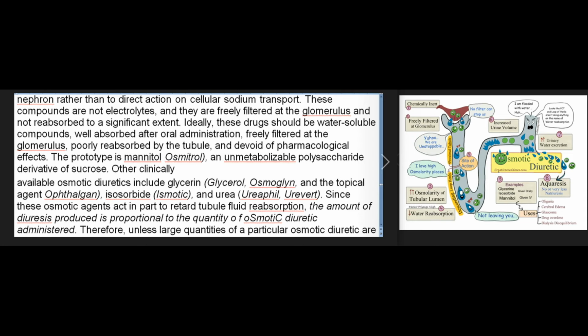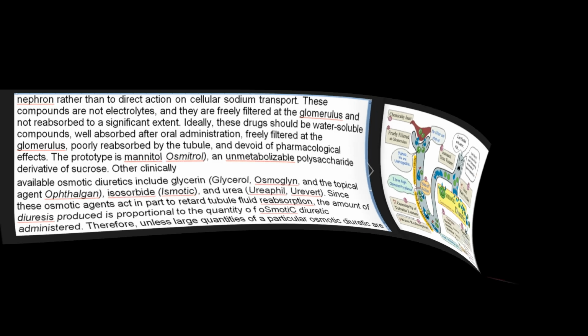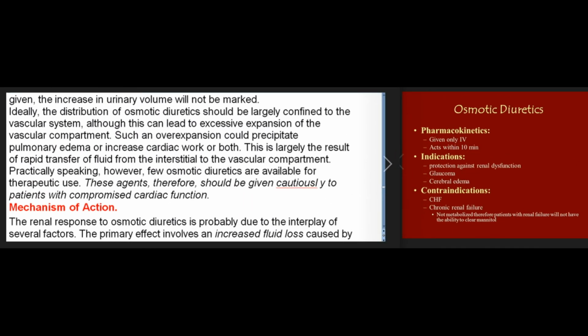Since these osmotic agents act in part to retard tubule fluid reabsorption, the amount of diuresis produced is proportional to the quantity of osmotic diuretic administered. Therefore, unless large quantities of a particular osmotic diuretic are given, the increase in urinary volume will not be marked.